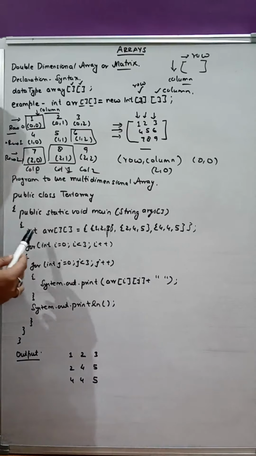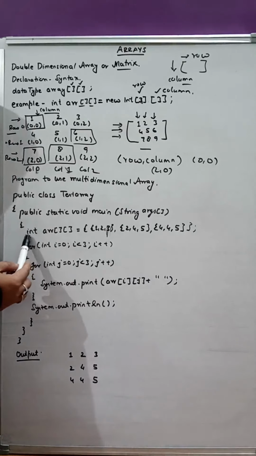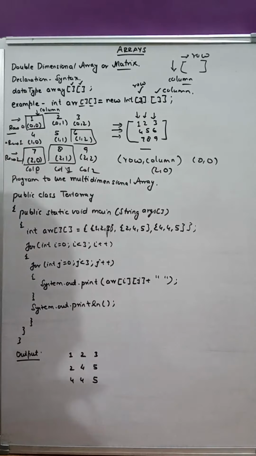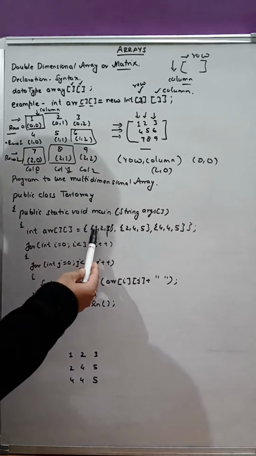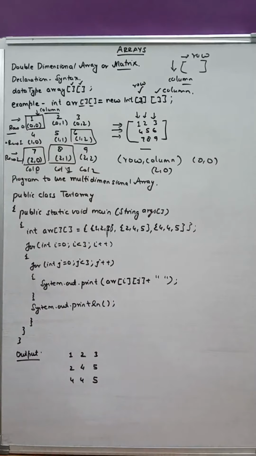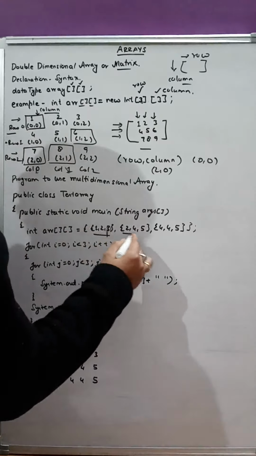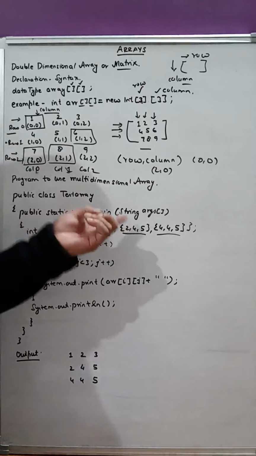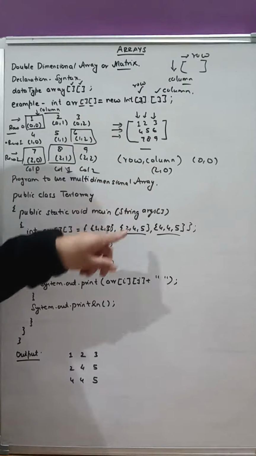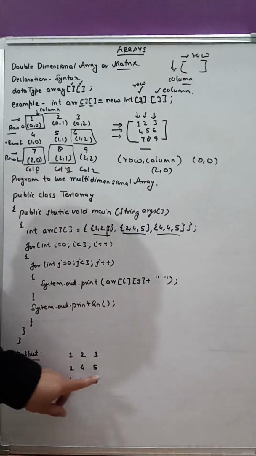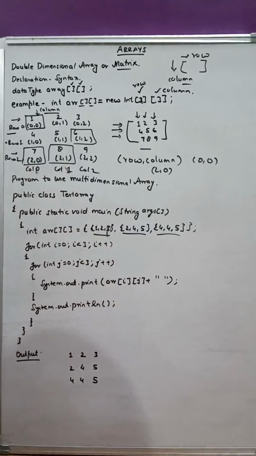So first we have declared our array, int arr, with these two pairs of square brackets, followed on the right-hand side by the rows, which are defined separately. This is the 0th row, this is the first row, and this is the second row. You can imagine the values like this: 1 2 3, 2 4 5, and 4 4 5. So all these values are here.